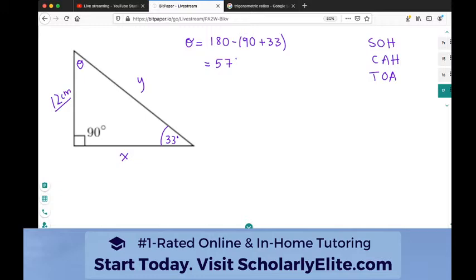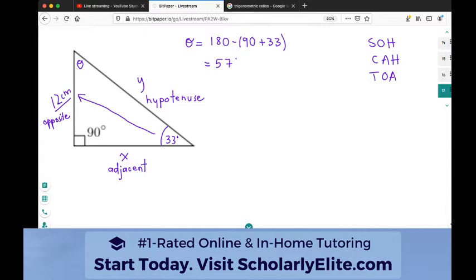Well, in this case, I know that this is the hypotenuse. It always is going to be the same. It's always the one across from the 90 degrees. And I know that the side length is opposite of 33 degrees. So we've got that. And then this is our adjacent, right here. Yay!